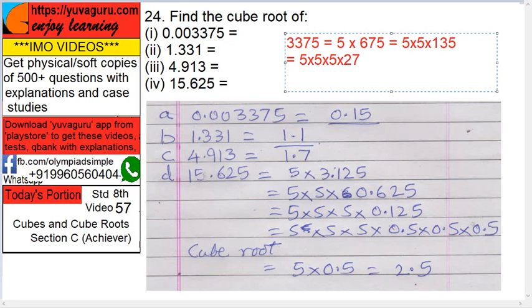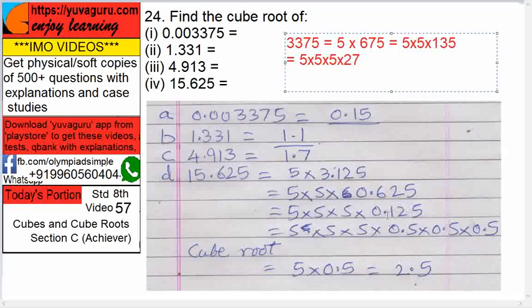Factorization. Then 15.625. Now try it. 5 into 3.125, then 5 into 5 into 0.625, then 5 into 5 into 5 into 0.125. Now it's easy. This becomes 15 and 0.125. 125 is a cube of what? 5. So 5 over here and 5 over here.